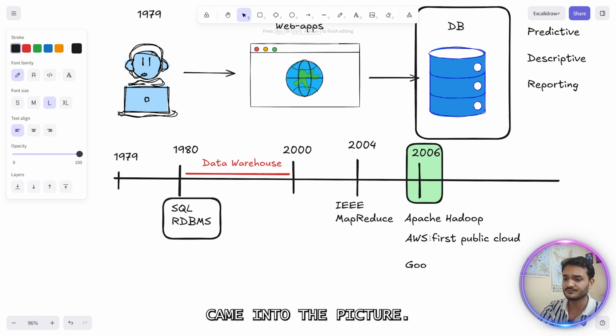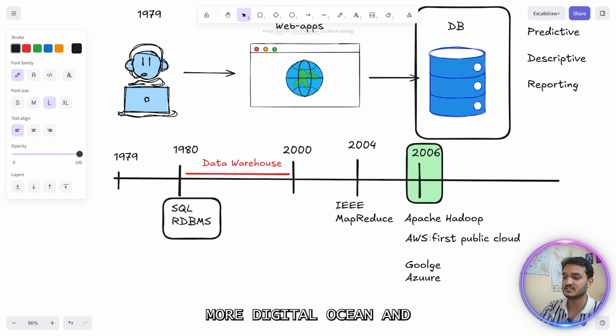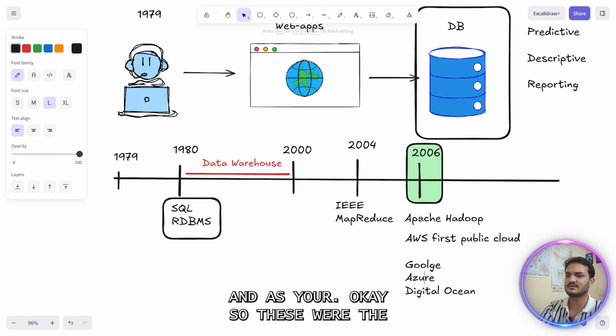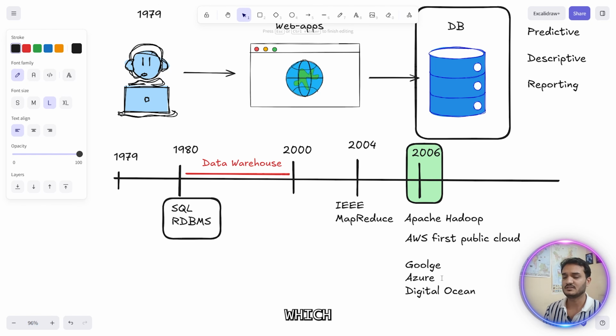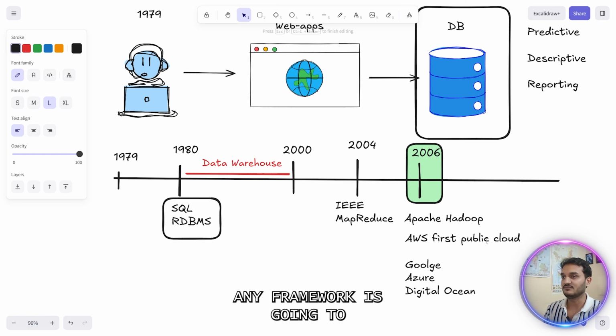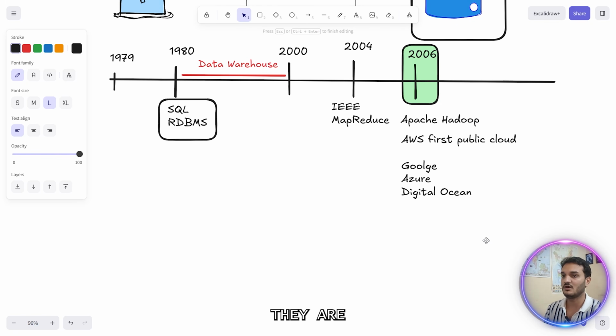Google came into the picture with Google Cloud. Then there was Microsoft Azure, and then DigitalOcean. These were the clouds which came later on. I believe AWS was keeping an eye on the market. Whenever any giant framework is going to come into the picture, they first offer it to the public cloud. This came into the picture in 2006.